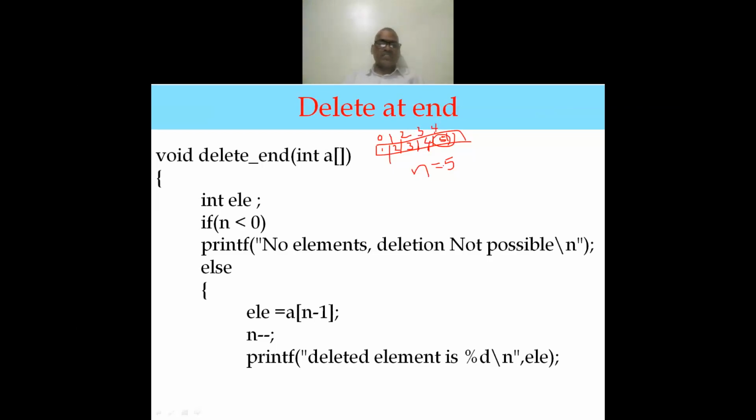Fine. So element equal to a of n minus 1, and n minus minus, we are decrementing after deleting the element. So the number of elements in the array becomes 4, and then we display the deleted element onto the screen. This is very simple here.